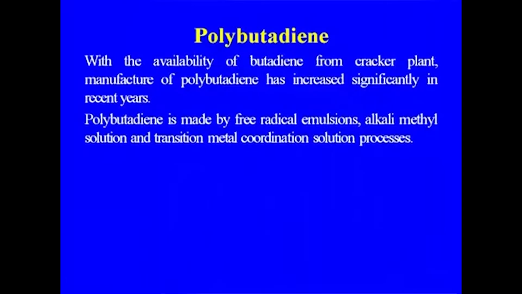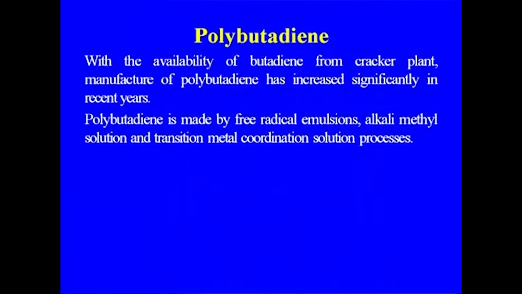So, with the availability of butadiene, as I told you, in the cracker plant, manufacture of polybutadiene has increased significantly in recent years, because we now have large capacity naphtha cracker plants. Earlier, as I told you, during naphtha cracking, we started with only 20,000. Now we are having 8 lakh ton plus capacity naphtha cracker plants. So the amount of butadiene generated is very high, and that has led to the development of either SBR or the polybutadiene rubber.